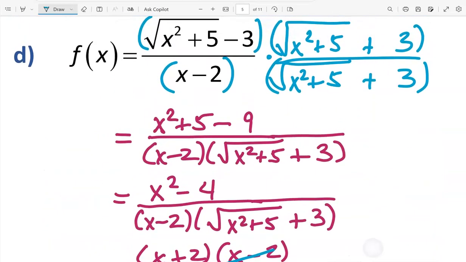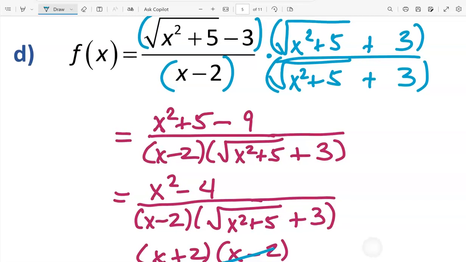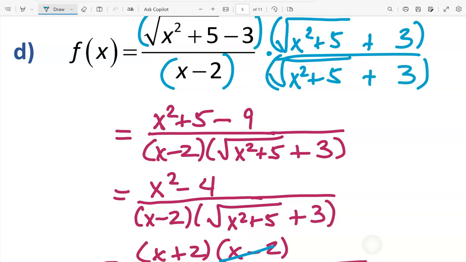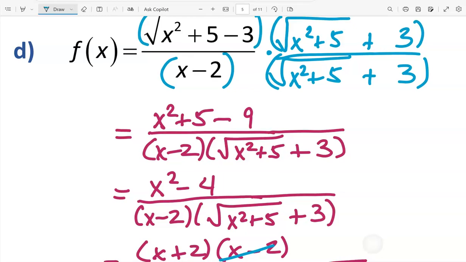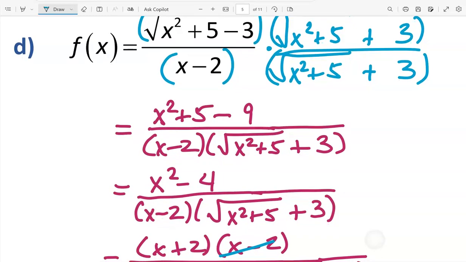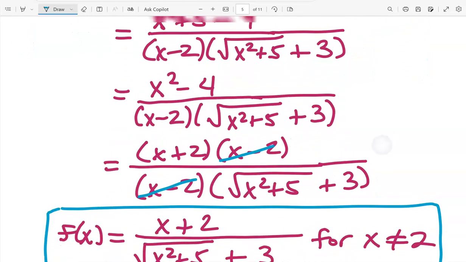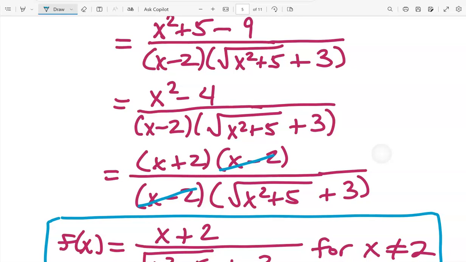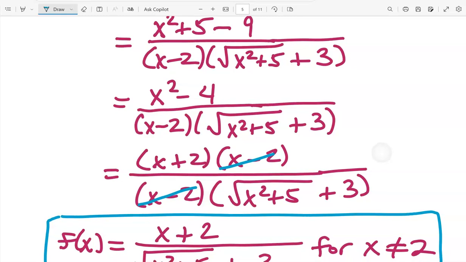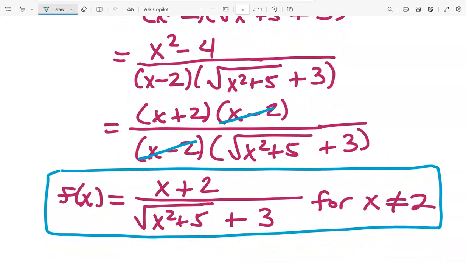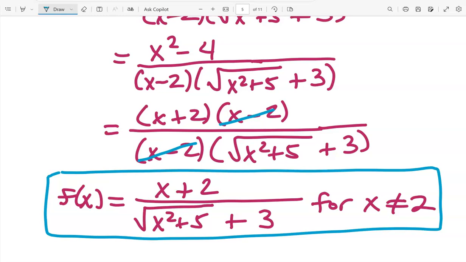So in order to find this, we need to multiply top and bottom by the conjugate of the top. And in doing so, we get x squared plus 5 minus 9 on the top of the fraction. We're going to leave the bottom in factored form. And then x squared plus 5 minus 9 is x squared minus 4, which is a difference of squares. That will factor to x plus 2 times x minus 2, and our x minus 2 factors will cancel.